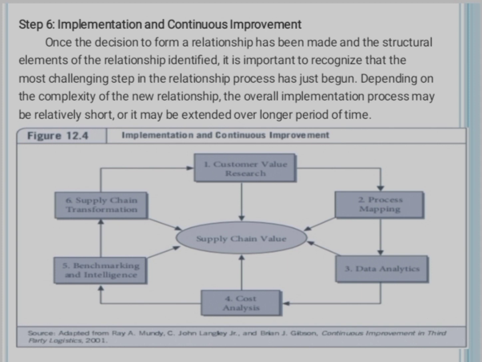The last and final step in the implementation process is supply chain transformation, which involves making the necessary changes to the supply chain to ensure that it is optimized for the new relationship. This may involve the development of new products, processes, or technologies. Figure 12.4 outlines the steps involved in implementing and continuously improving a new relationship. These steps are essential for ensuring that the relationship is successful and delivers value to both parties over the long term.